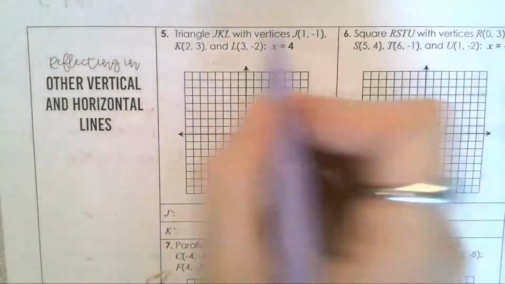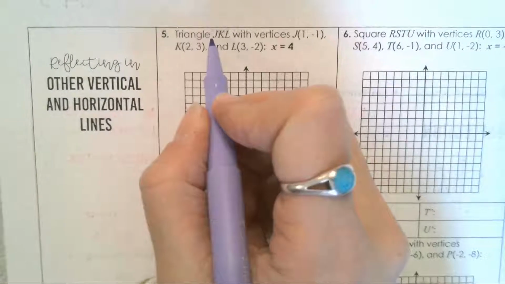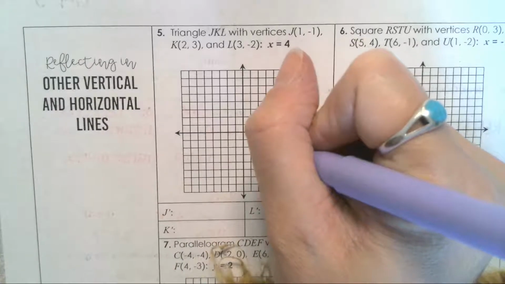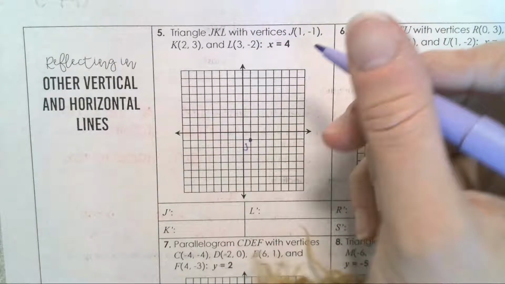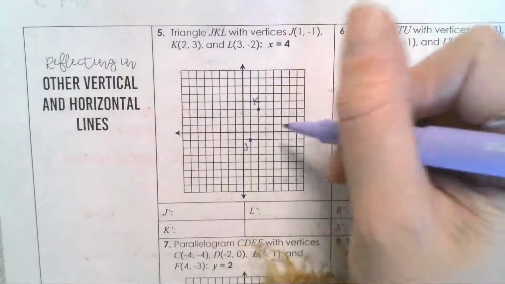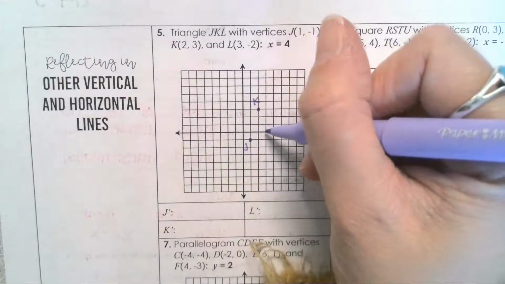So here we're going to start by graphing triangle JKL. So J, K, and then L.